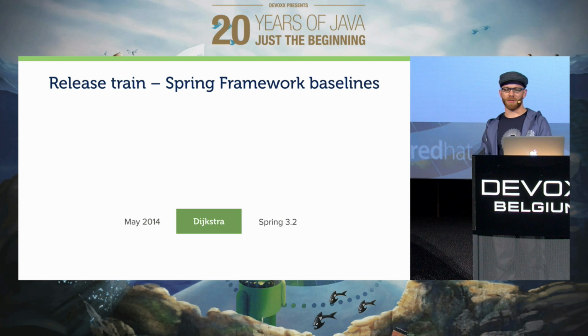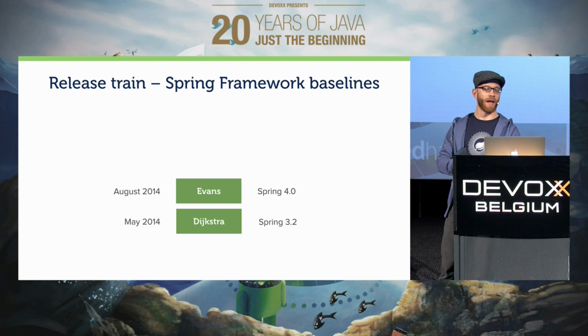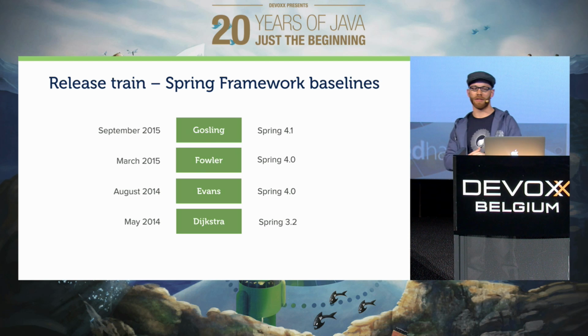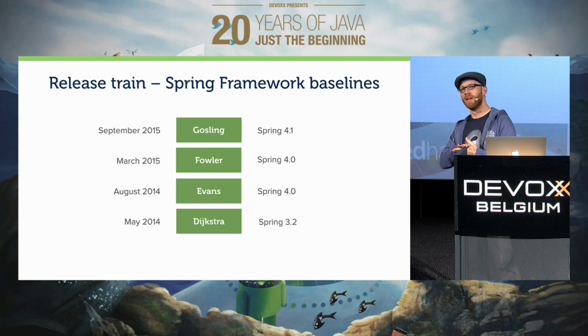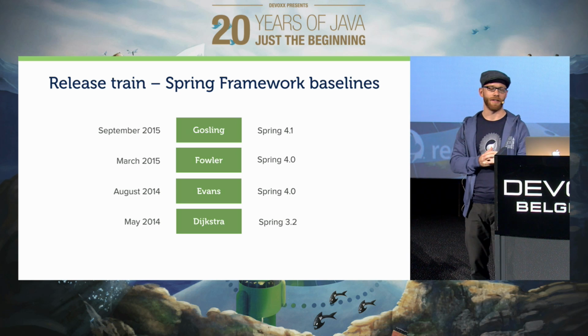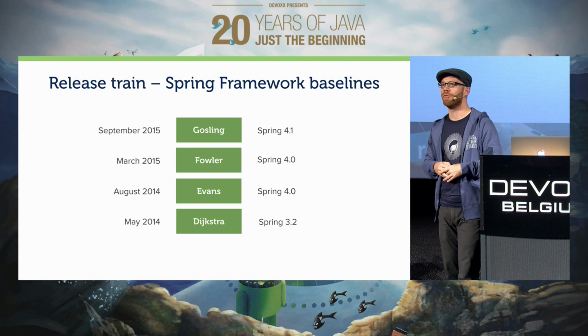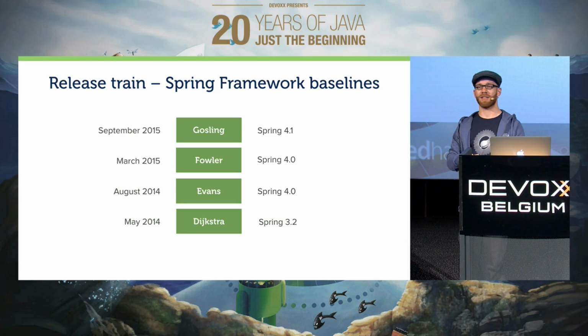So we had a Spring Data Dijkstra release train in 2014 that was on Spring 3.2, an Evans release train that bumped the required Spring version to 4.0. Fowler was on 4.0.2, and Gosling in September 2015 moved to Spring 4.1 as a baseline. You might ask, and that's what I got asked quite often this week, why don't we, the current Spring version is 4.2, right? 4.2.2, 4.2.3 to be next week. And we get asked, okay, why aren't we on the current version?